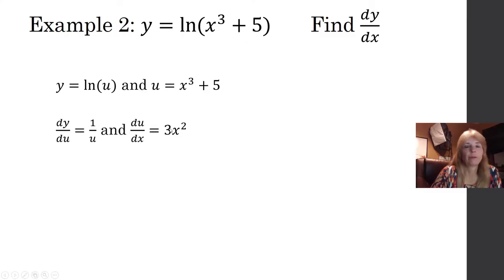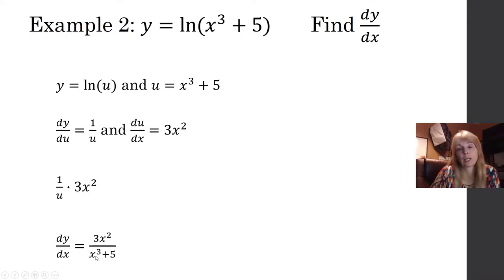I'm going to take the derivatives of both. Do you remember the derivative of ln of u was 1 over u? You remember that? You better remember that. And the derivative of x cubed, bring the 3 down, subtract 1. The derivative of 5, constant, goes away. What do you do next? You multiply them. And then finally, I can bring this up top, you substitute u back. So don't forget that substitution, that last step to substitute back.